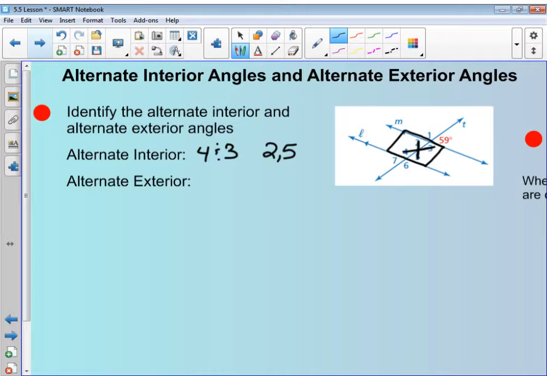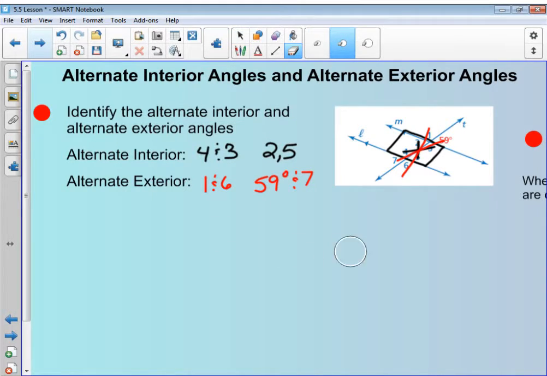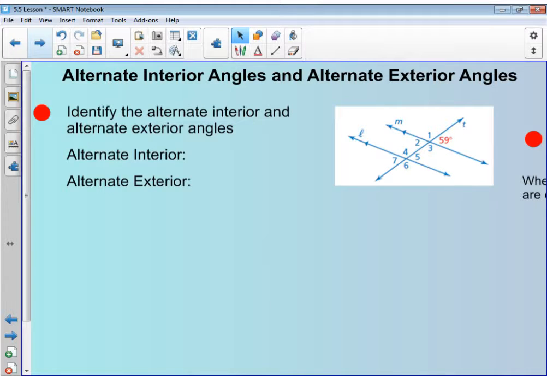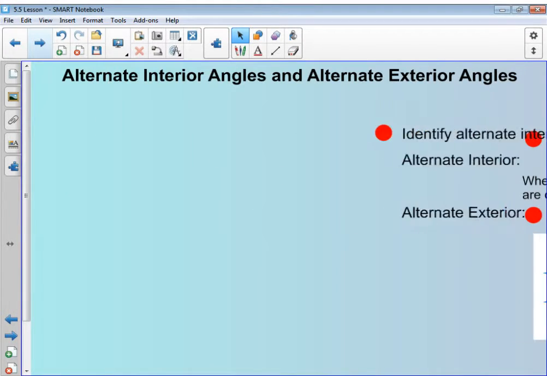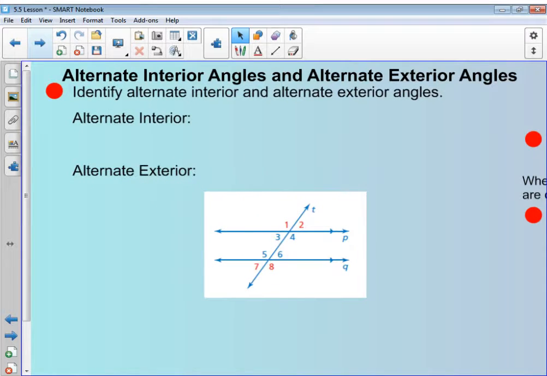So alternate exterior, those are the ones on the outside. On the opposite side of the transversal would be 1 and 6. And then obviously this 59-degree measure and this 7. So that's just working with identifying those alternate interior, alternate exterior. So let's try another one. Identify your alternate interior and alternate exterior.